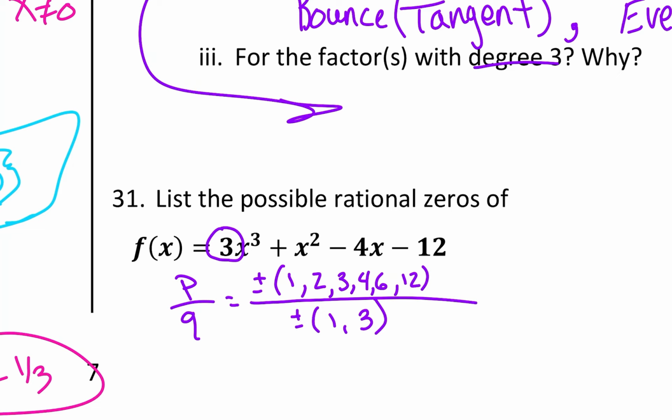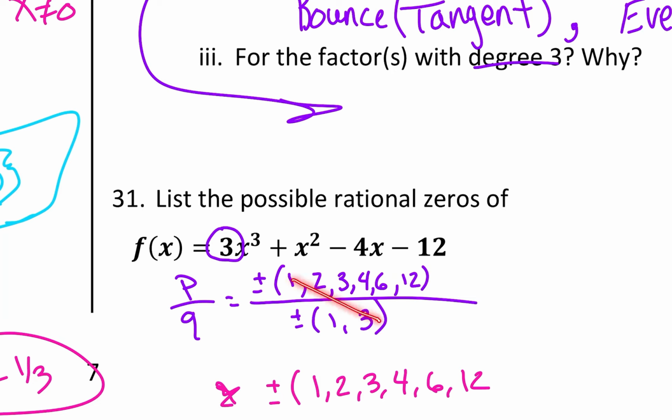Well, now we got to go through and divide this. 1 divided by 1, 2 divided by 1. So this right here, 1 divided by 1, 2 divided by 1, 3 divided by 1, 4 divided by 1, 6 divided by 1, 12 divided by 1. Nice thing about that is we just get the same answers we already have, right? So we are going to get plus or minus 1, 2, 3, 4, 6, and 12.